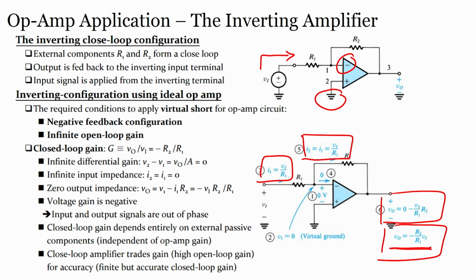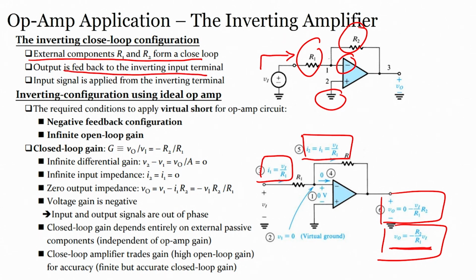So, I am not going into detail how you have derived this particular formula. Just to quickly recall, external components R1 and R2 form a closed loop. We have seen an operational amplifier can be used as an open loop amplifier, and it can be used as a closed loop amplifier. So, these R1 R2 resistors help to get a feedback, and that is why it is a closed loop. Output is fed back to the inverting input terminal.